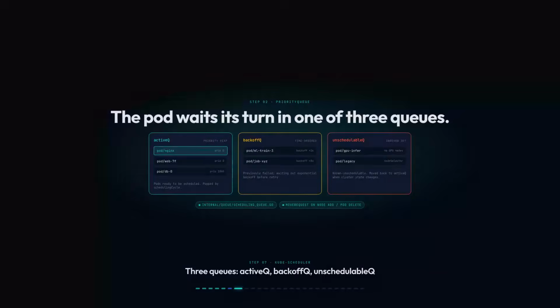So the pod is in, but it is not scheduled yet. It waits in one of three queues. First is activeQ. This is a priority heap, highest priority on top. Then there is backoffQ. That one is time ordered. If your pod failed recently, it sits here for exponential backoff. And then there is unschedulableQ. These are pods that just would not fit anywhere, but cluster state changes, right? New node shows up, someone deletes a pod, and those pods get moved back to activeQ to try again.